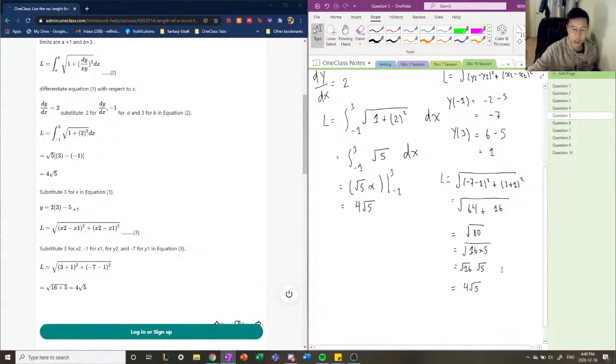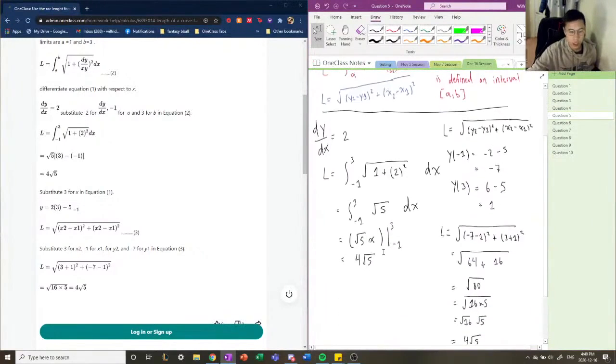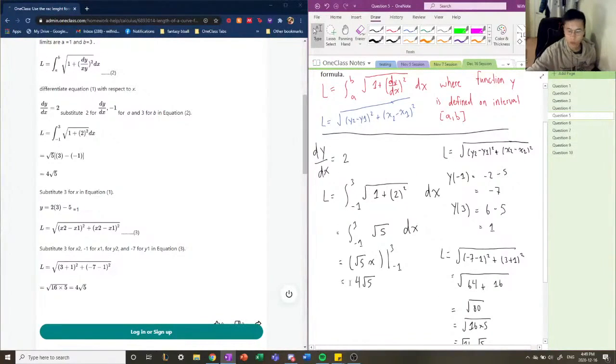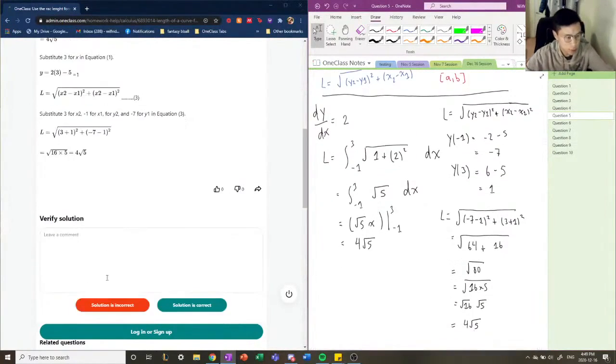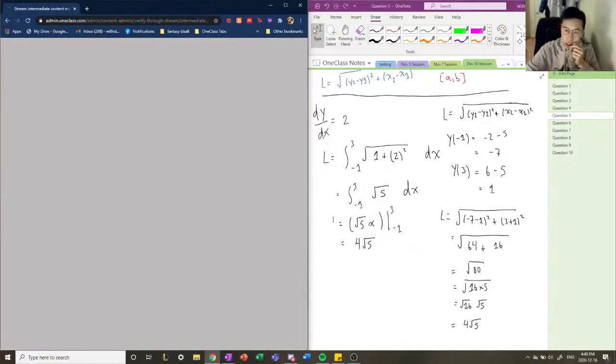We see here that the length of the straight line corresponds to the length of the arc from the arc length formula. Since these are both correct, then we know that our answer from the arc length formula is correct. So this solution is correct. Good work. All right, moving on.